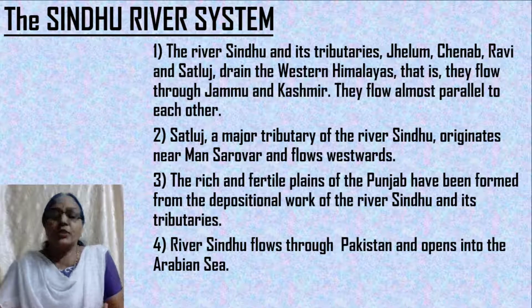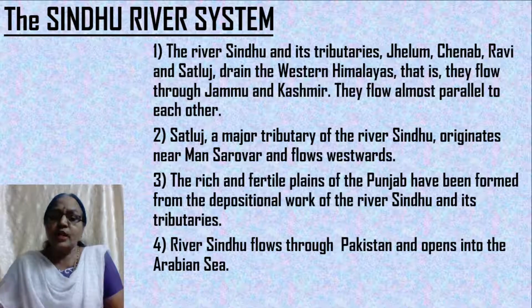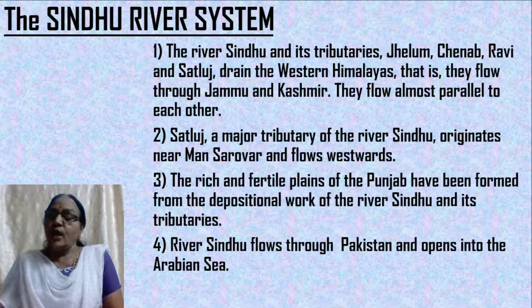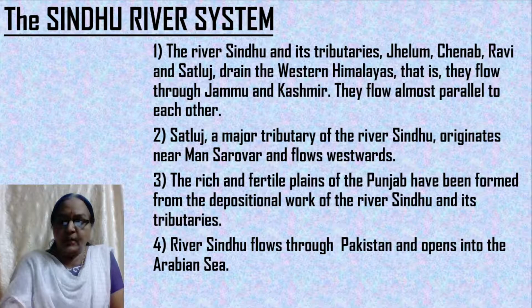Punjab, as we know, means the land of five rivers. Punjab has rich and fertile soil which is brought down by the river Indus and its tributaries, and there's a reason why Punjab is famous. In fact, it is the largest producer of wheat in India. Now, river Sindhu flows through Pakistan and opens into the Arabian Sea.